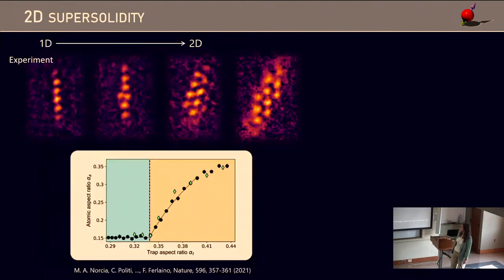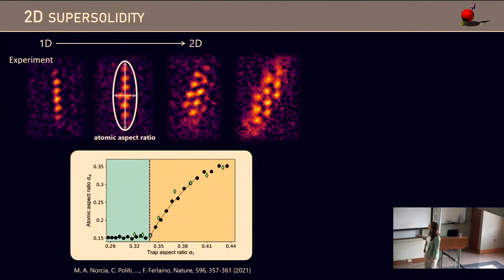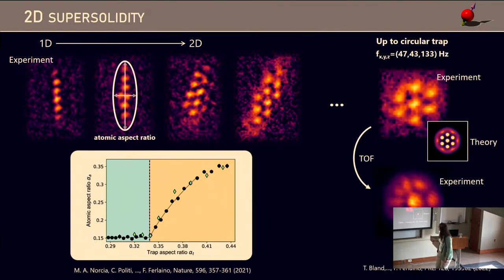So this is what we also try to do in the experiment. Basically, by increasing the trap aspect ratio, we also observed an increased atomic aspect ratio in correspondence of the point in which the system starts to develop a modulation in the transverse direction. And so we could range from a linear chain of droplets to something that is more zigzag or more complex, like this double zigzag, up to basically this nice hexagonal state that is in an almost circular trap.